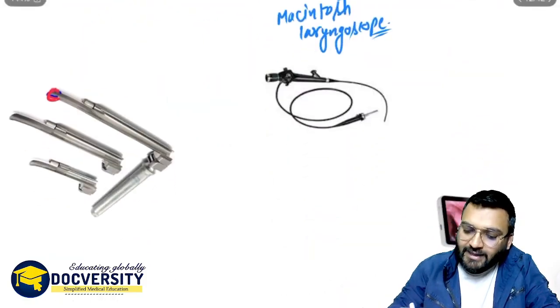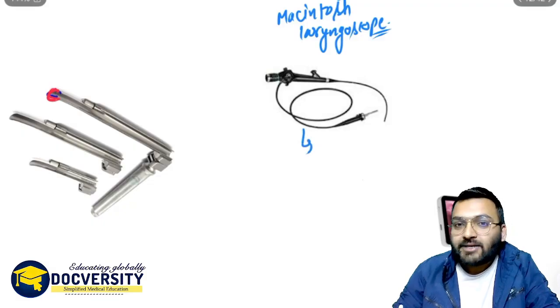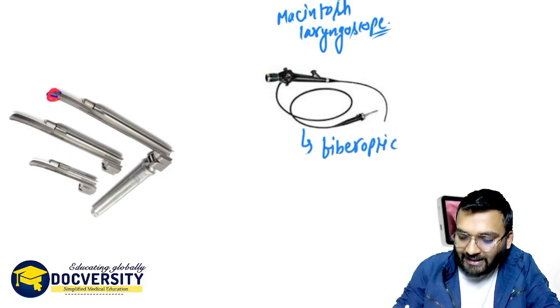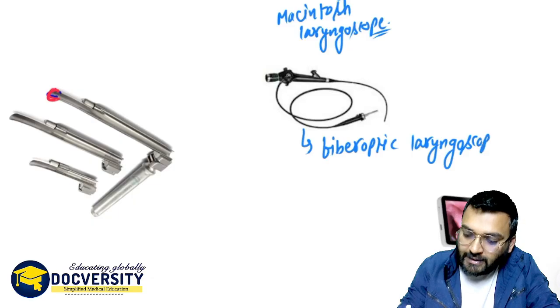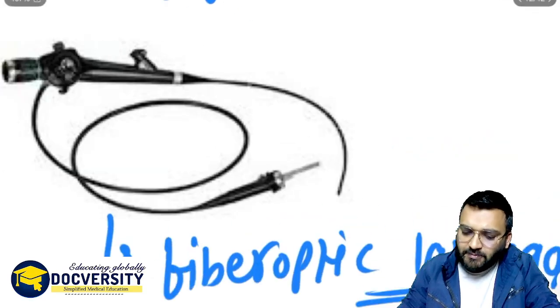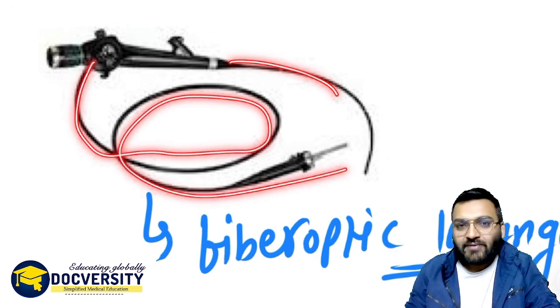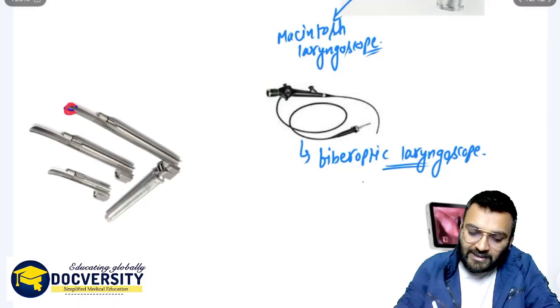Okay, after that, this laryngoscope is called the fiber optic laryngoscope. Why is this called the fiber optic laryngoscope, sir? Because you can see here that in this laryngoscope we have fiber. Yes, we have fiber. That's why we call it the fiber optic laryngoscope.